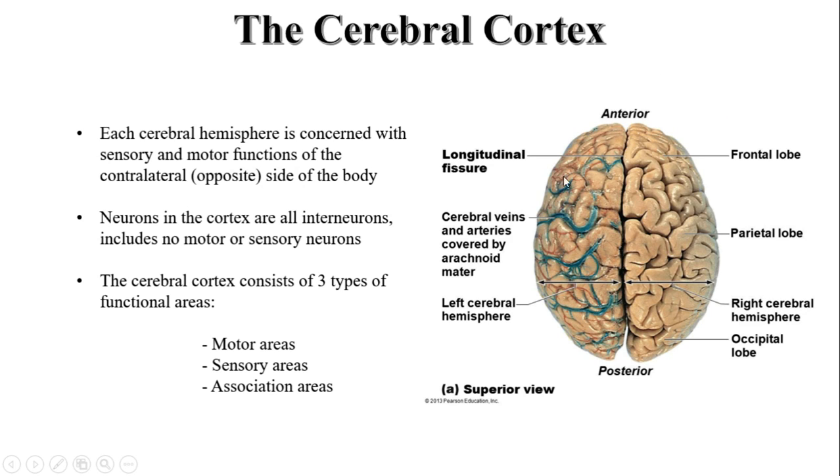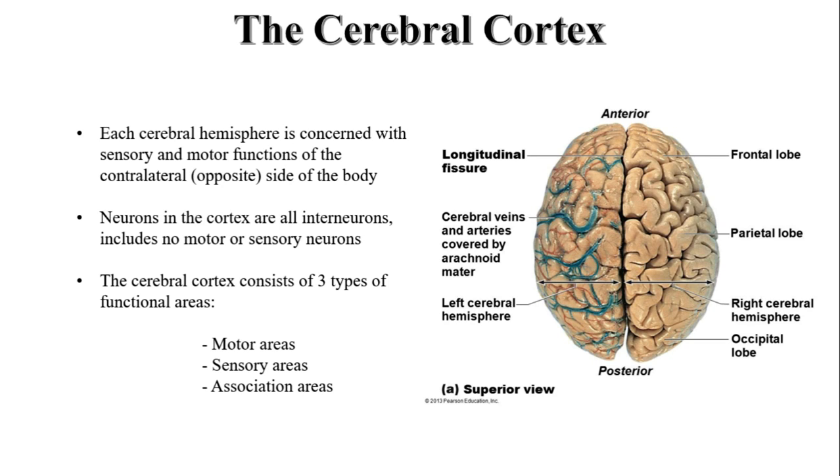So the left cerebral hemisphere controls motor functions of the right side of the body. The right cerebral hemisphere gets impulses from the left side of the body for sensory, and it controls the motor functions of the left side. So it controls the contralateral, the opposite side. The right will control the left side of the body, and the left will control the right side of the body.